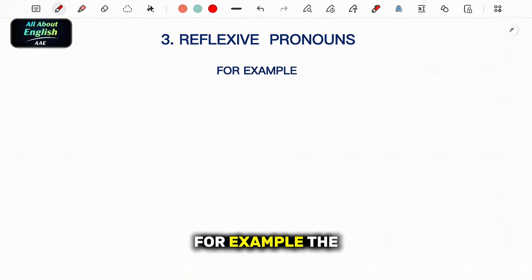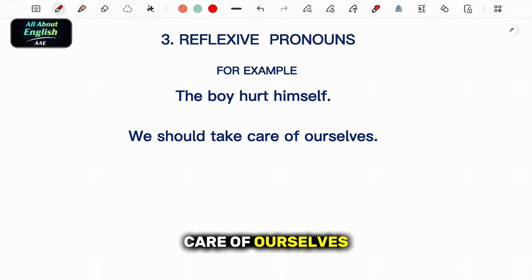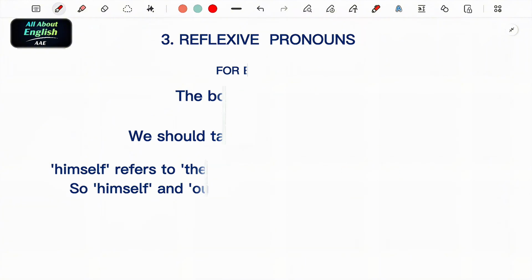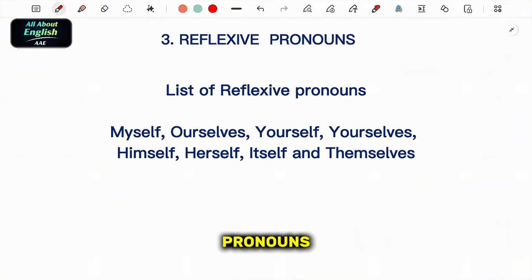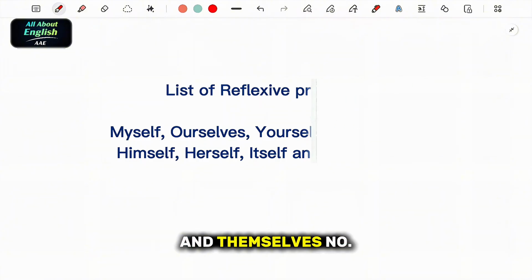Self is singular and selves is plural. For example, the boy hurt himself. We should take care of ourselves. Himself refers to the boy and ourselves refers to we. So both himself and ourselves are reflexive pronouns. List of reflexive pronouns: myself, ourselves, yourself, yourselves, himself, herself, itself, and themselves.